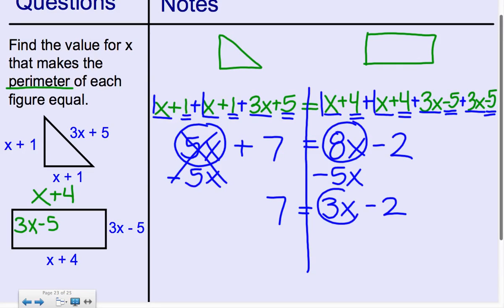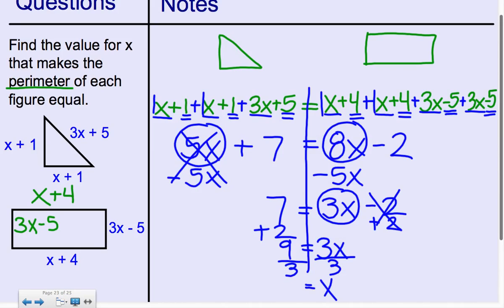Now we have a couple and third wheel. So add 2 to both sides. That's my third wheel. I'm left with 3x on the right, 9 on the left. Break up my couple by dividing by 3. X equals 3. So if I took this 3 and plugged it into all of these x's and found out the perimeter, it would equal the perimeter if I put 3 into all of those x's and added it up.